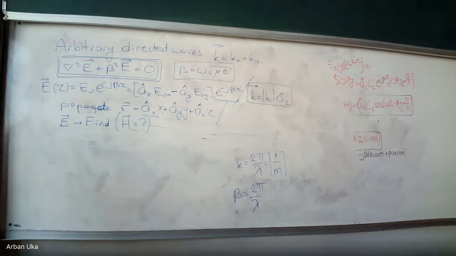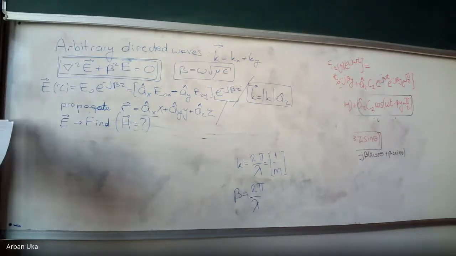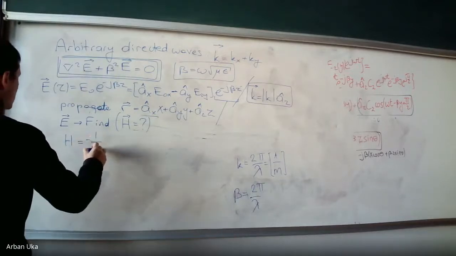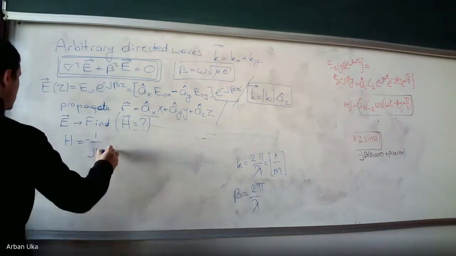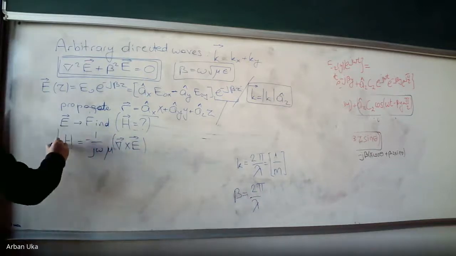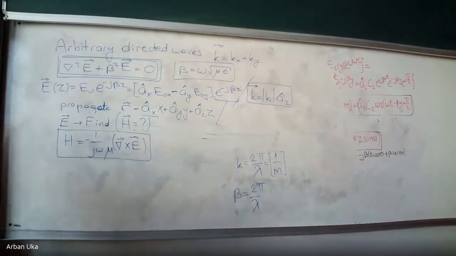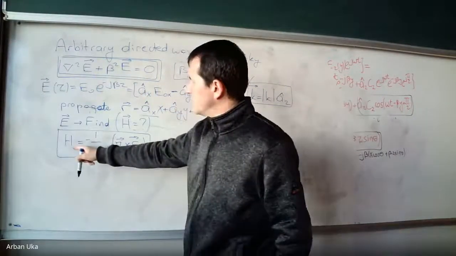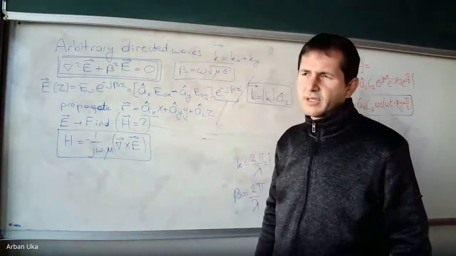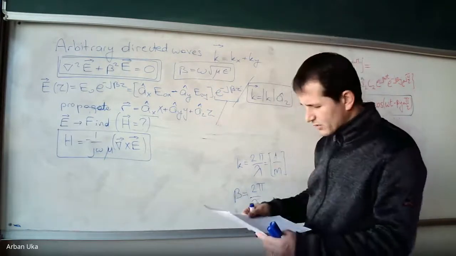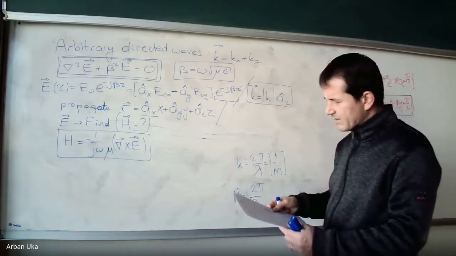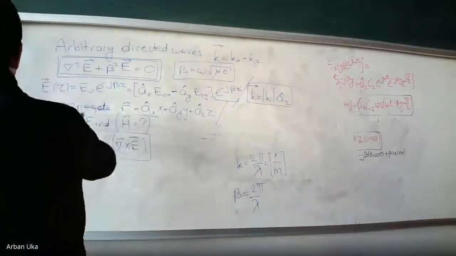What do we do here? We just write the following. H is always equal to -1 over j omega mu, then the cross product, or the curl, of the electric field. So this is what we always do. At the same time, if we are given H, we know very well how to derive the electric field vector from H, because they are coupled, and we observe the coupling of these variables in Maxwell's equations. Okay, so I need this part here to write something.